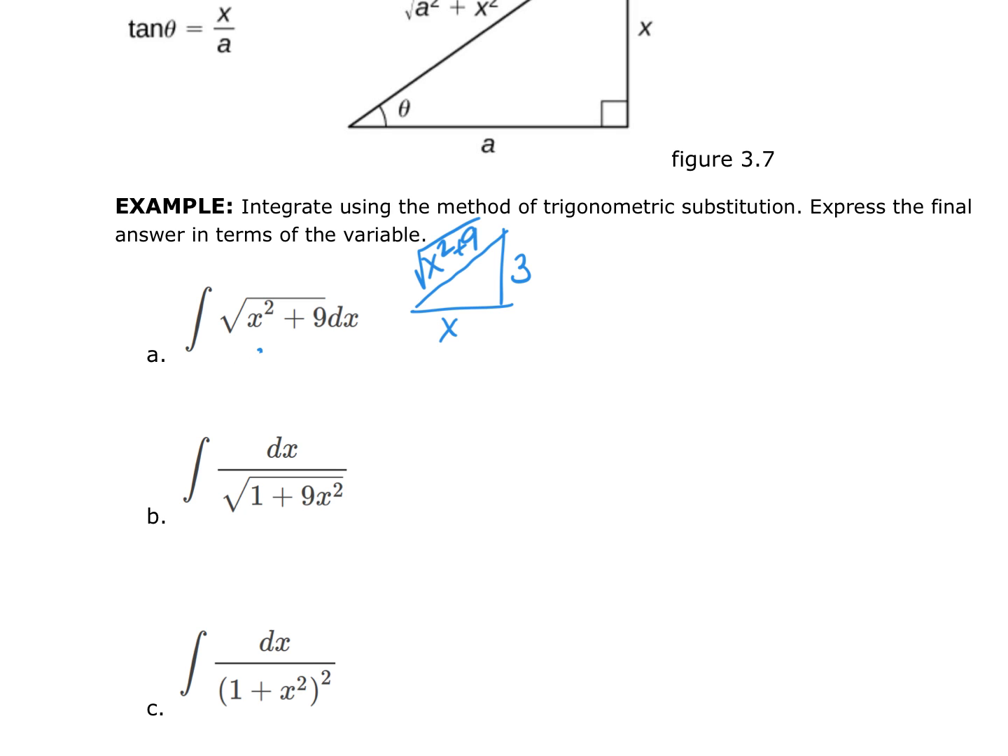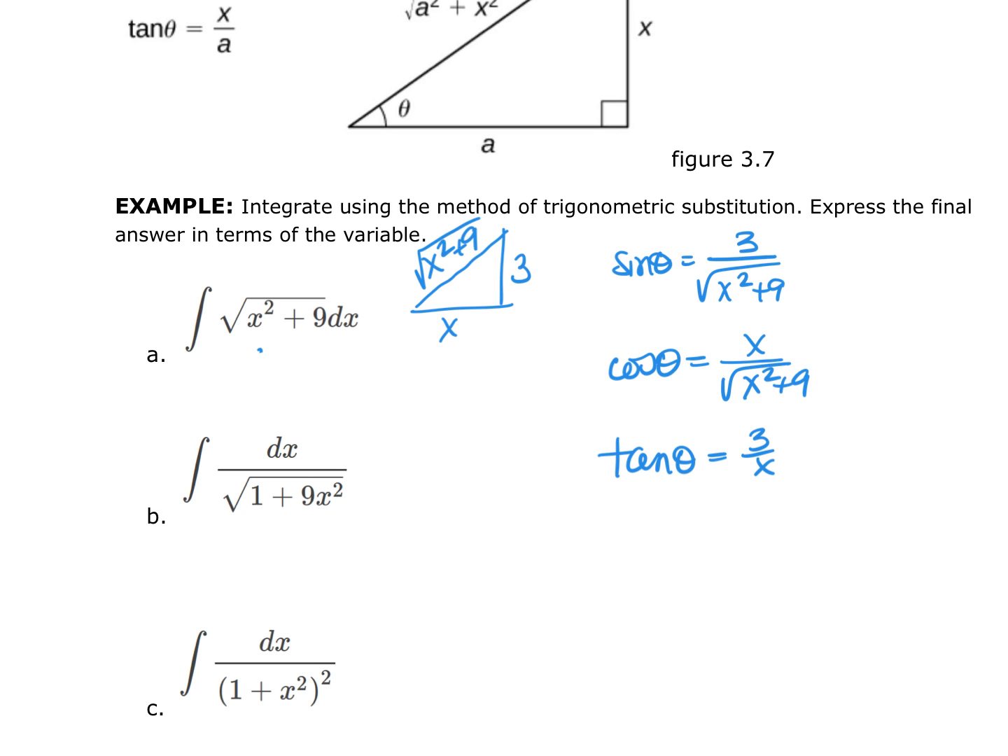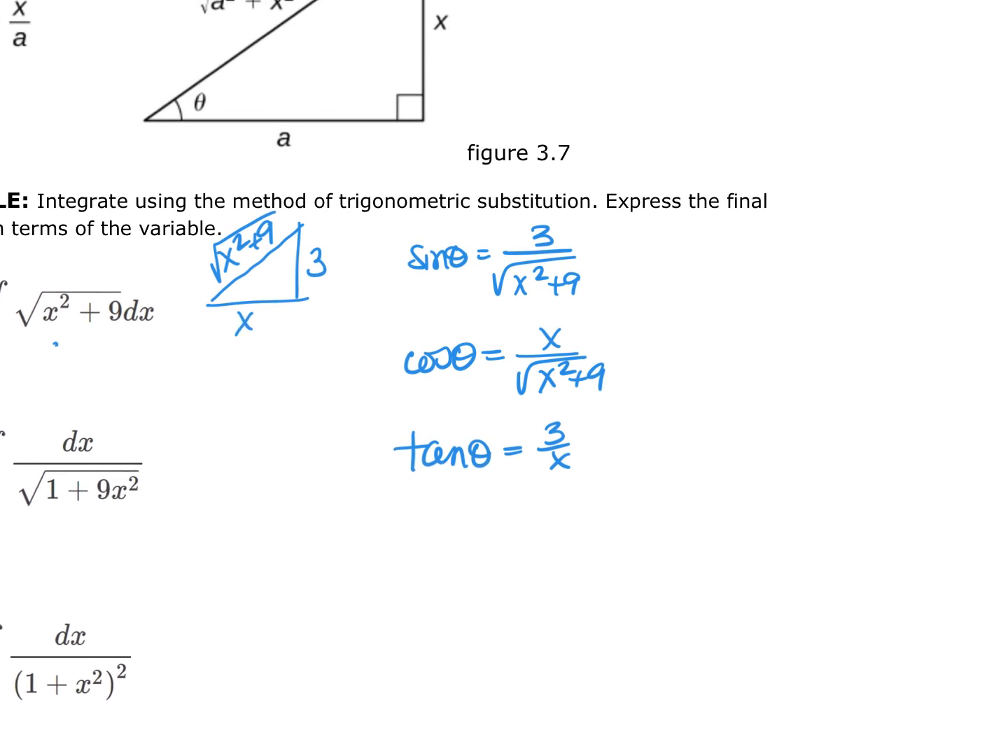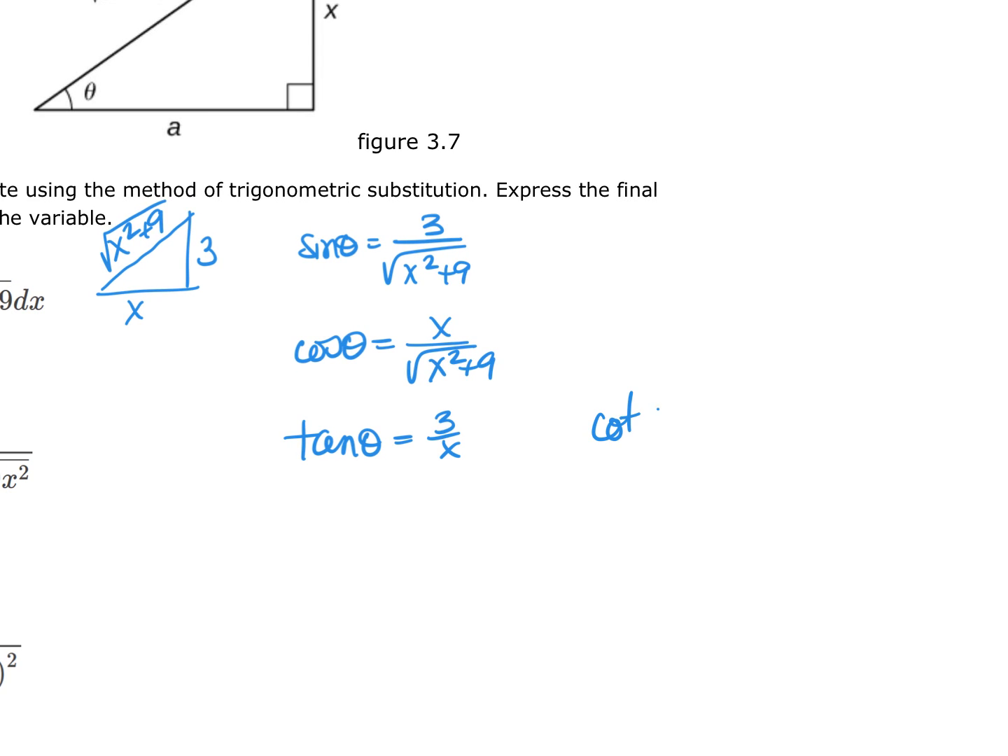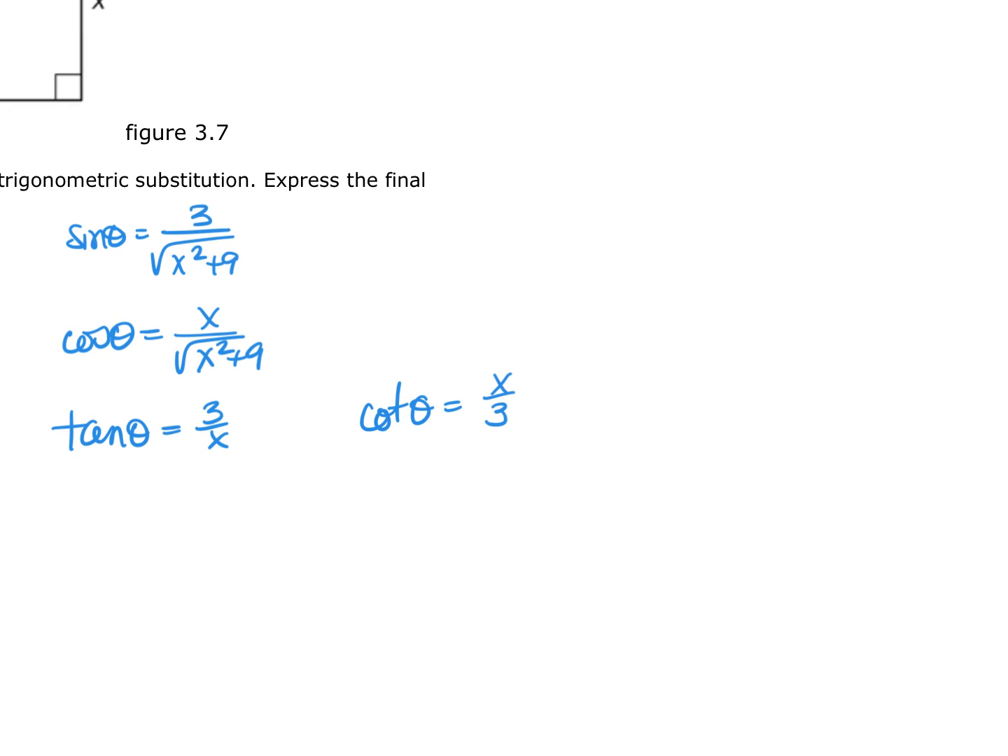So now it's a matter of writing out my trig ratios again. Starting out with the sine of theta is 3 over the square root of x squared plus 9. Not my first choice. The cosine of theta is going to be equal to x over the square root of x squared plus 9. Not digging that one. The tangent of theta is equal to 3 over x. I could live with that one, but I'm not excited about that either. The cotangent of theta is equal to x over 3. That's my choice. So if I multiply both sides by 3, the 3 cotangent of theta is equal to x.